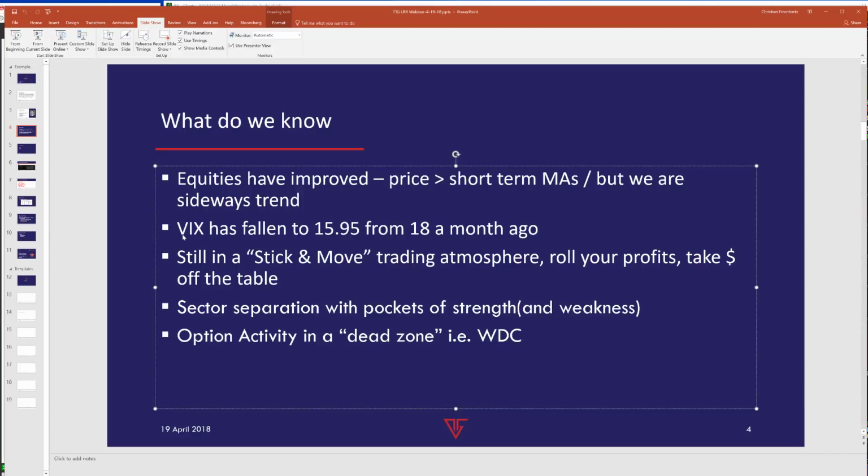So, plain and simple, the VIX is lower than it was. I used the reference of a month ago. Was it 18? But even a week or a couple weeks ago, we were between 20 and 23. So we've definitely come in, and I think that's an overall good sign.